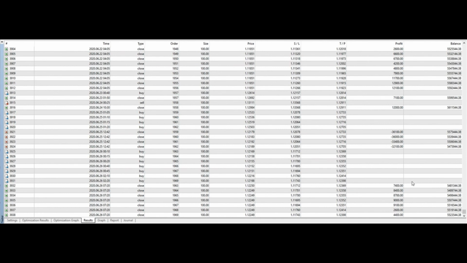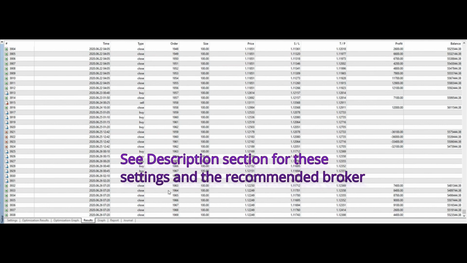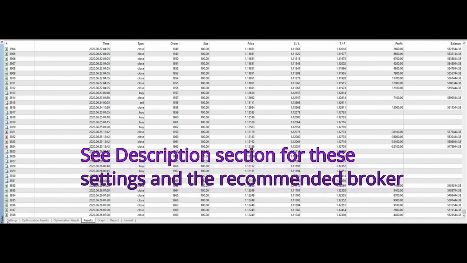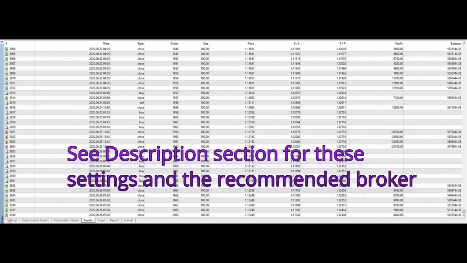So possibly it is an algo that you can play with if you're starting off with a small amount that you can afford to lose. You could give this a go and give it a try, but you only stand a chance with a broker which has very tight spreads and good execution, and I'll send you those details in the description below.